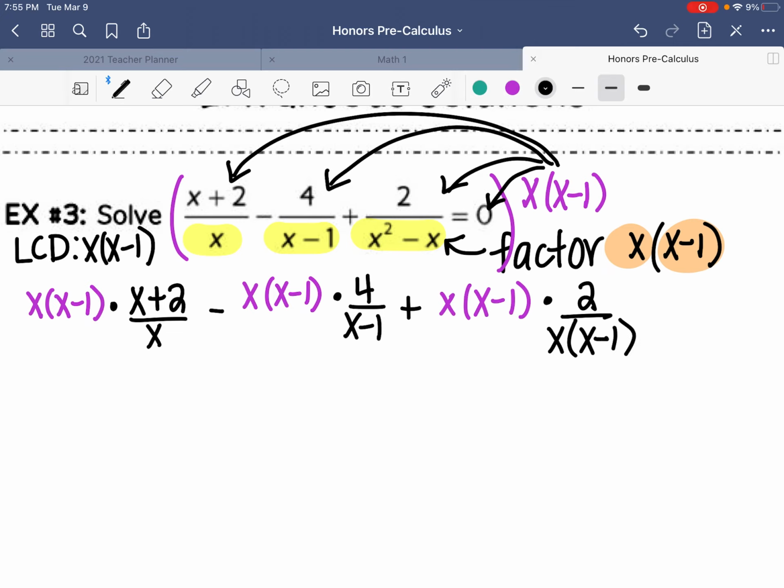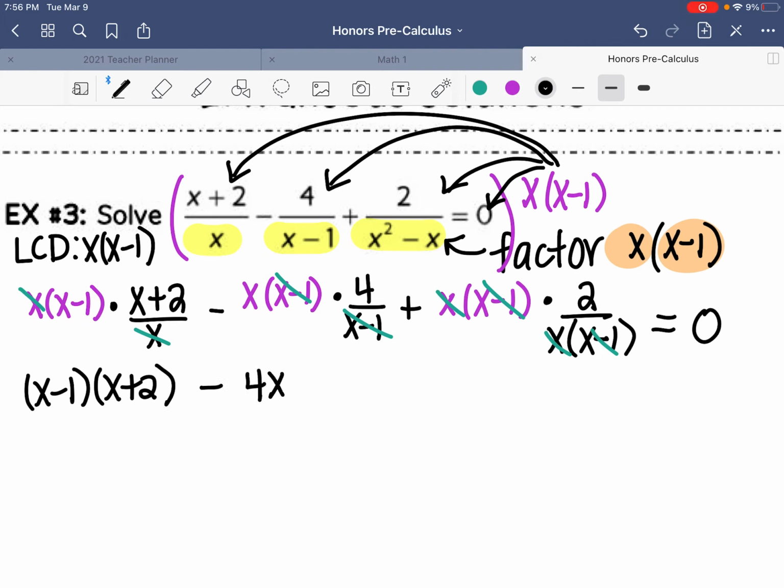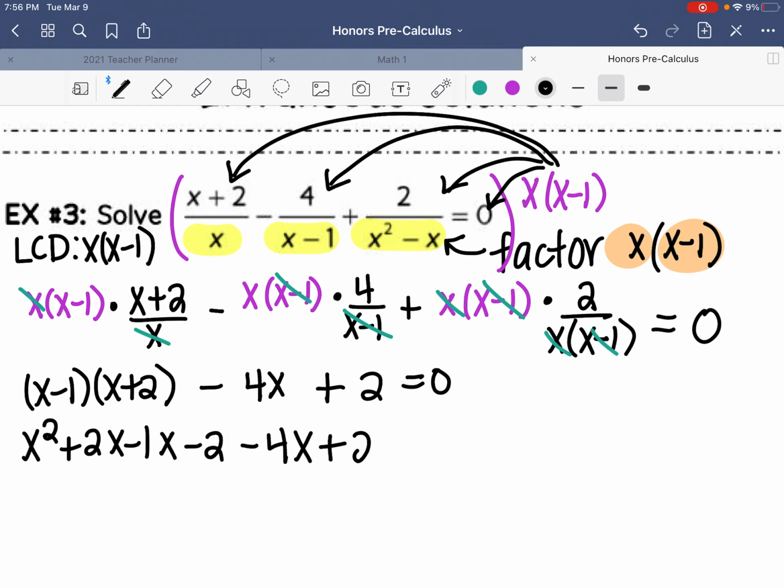Now, if I multiply the piece by 0, that's just going to still equal 0. So now we're going to look for the pieces that we can cancel out. So I can cancel out the x's in the first piece, the x minus 1 in the second piece, and the x and the x minus 1 in the third piece. So that's going to leave me with x minus 1 times x plus 2 minus 4x plus 2 equals 0. So I'm going to multiply these out. That's going to give me x squared plus 2x minus 1x minus 2 minus 4x plus 2 equals 0.